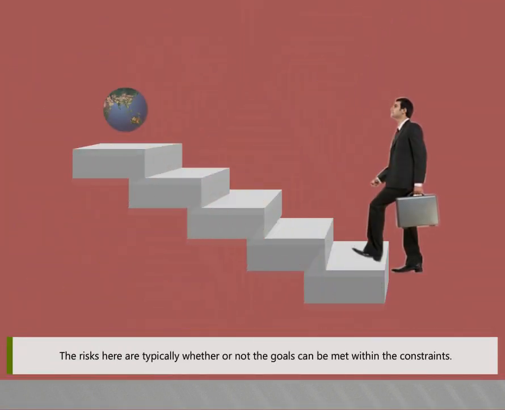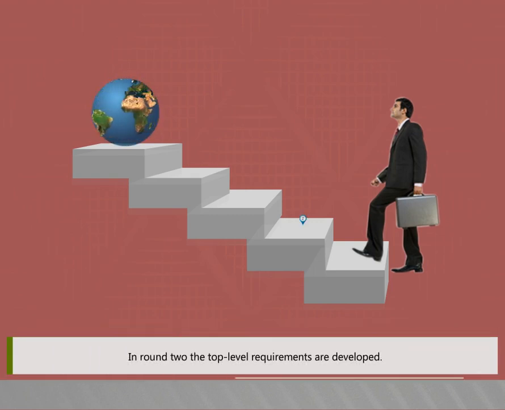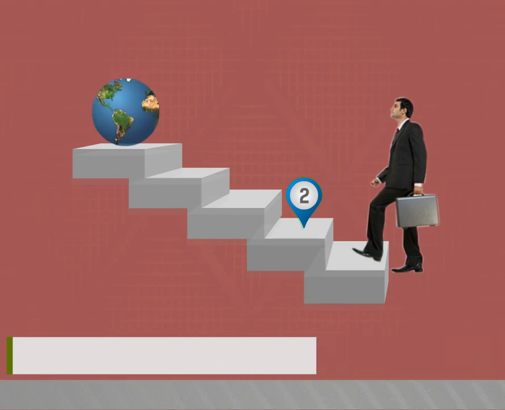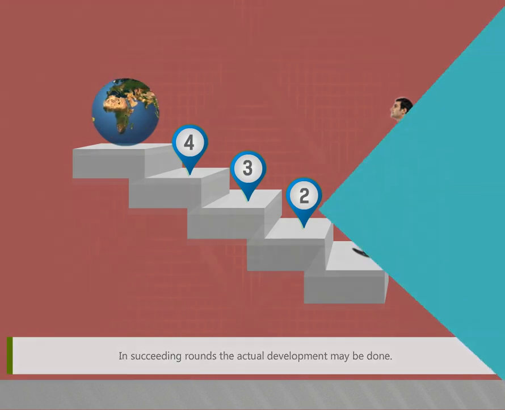The risks here are typically whether or not the goals can be met within the constraints. In round 2, the top-level requirements are developed. In succeeding rounds, the actual development may be done.